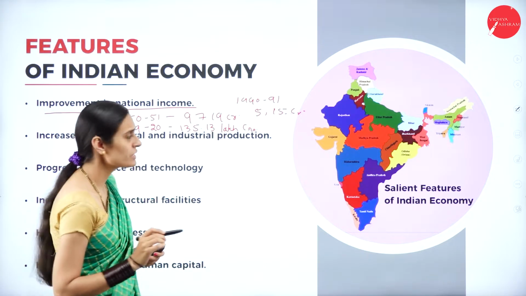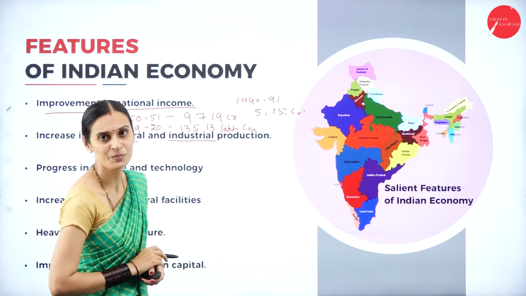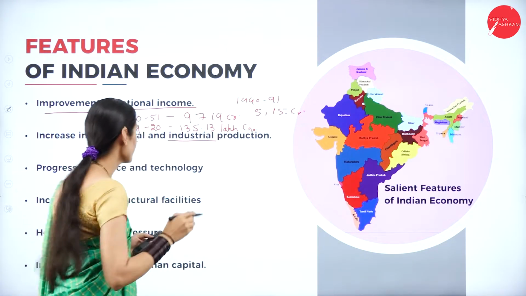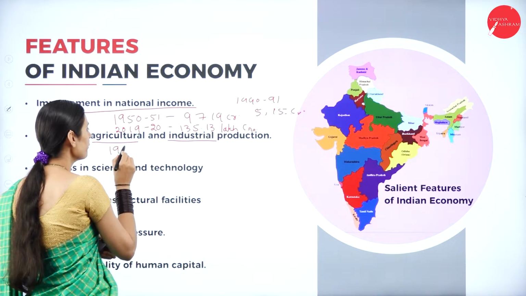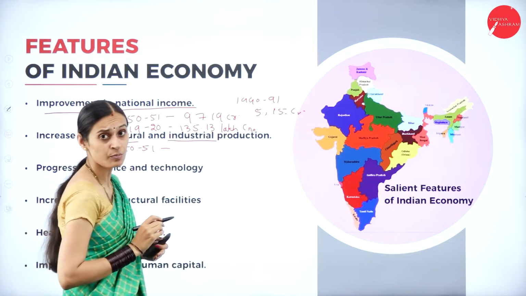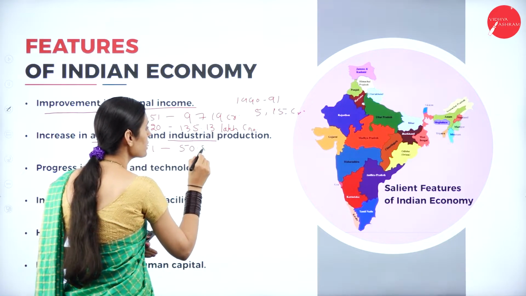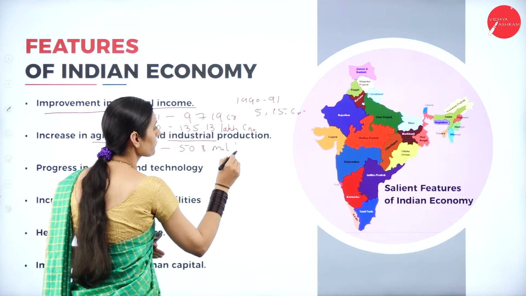And the second feature, increase in agriculture and industrial production. Comparing the data, in 1950-51, our total food grain production was 50.8 million tons.